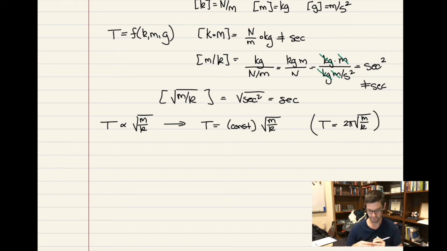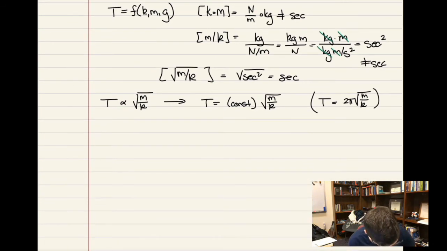All right. Now let's actually try to show this and prove where this comes from. So, simple harmonic motion math.